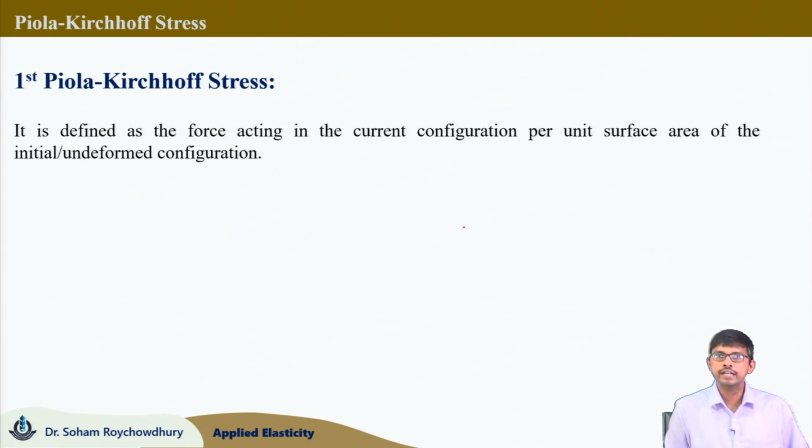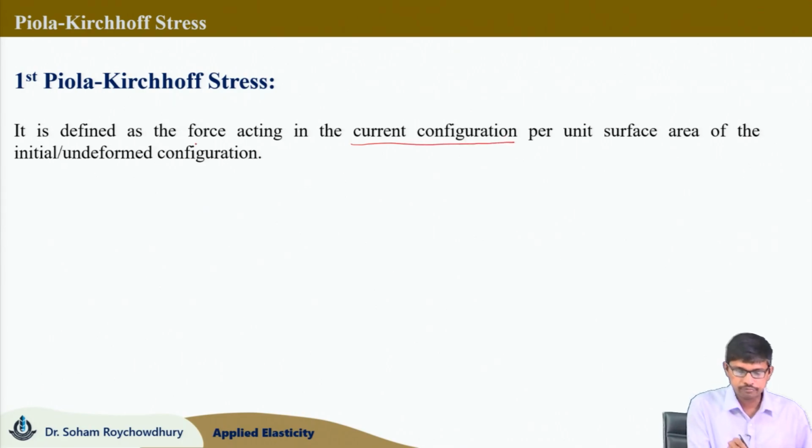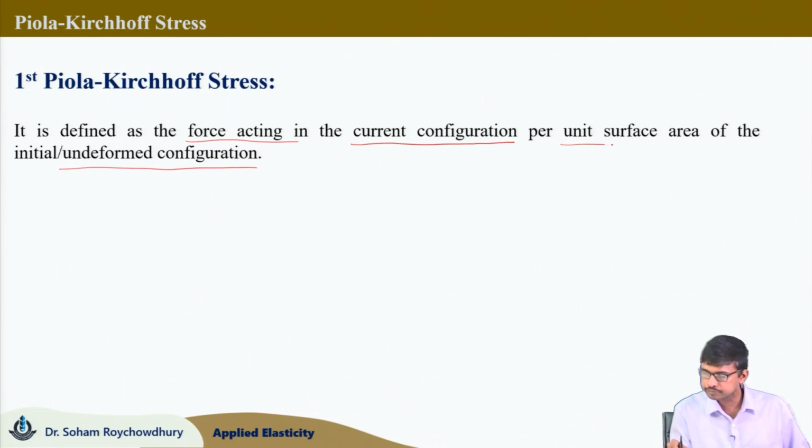So, how are they defined? The first Piola-Kirchhoff stress is defined as the force acting in the current configuration per unit surface area of the undeformed configuration. So, here the force is taken from the current configuration, divided by the area in the undeformed configuration. Though we are taking the force from the deformed configuration, the area is taken from the undeformed configuration. This is the definition of the first Piola-Kirchhoff stress tensor.